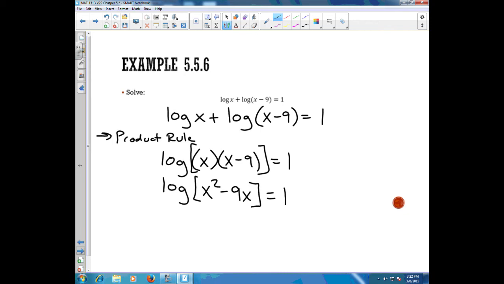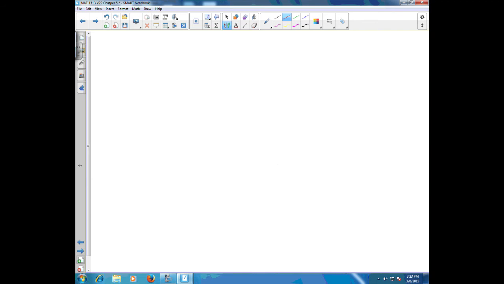Now that we have one logarithm, we want to rewrite this thing in exponential form. So we need to know what the base is. Remember, if there's no base, it's implied base 10. And so if we rewrite this equation, we're going to get the base, which is 10, raised to the exponent, which is 1, and that's going to be equal to x squared minus 9x. So moving to the next slide, we've got 10 is equal to x squared minus 9x.